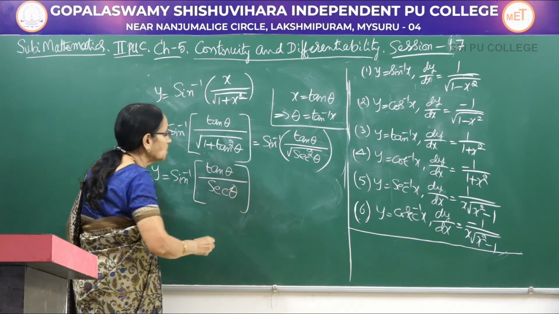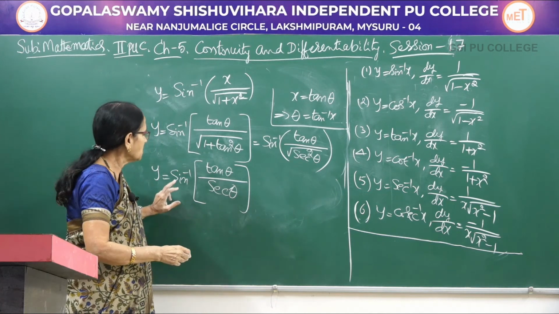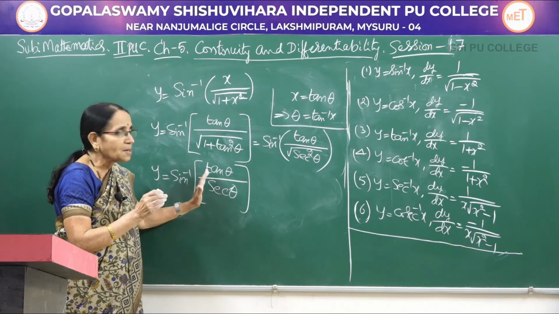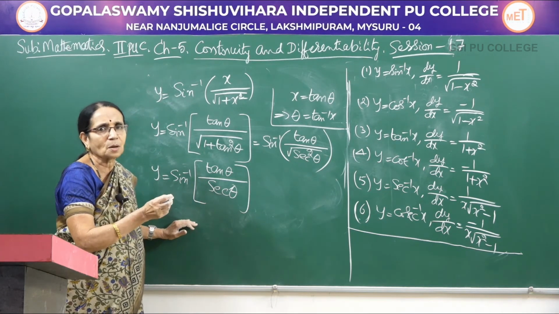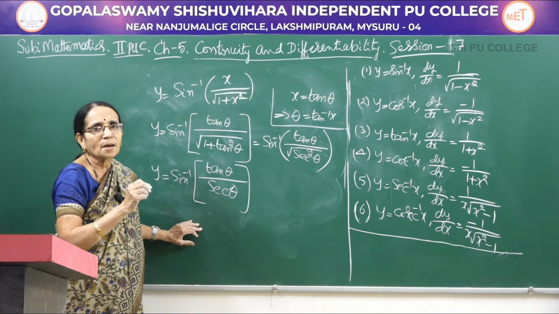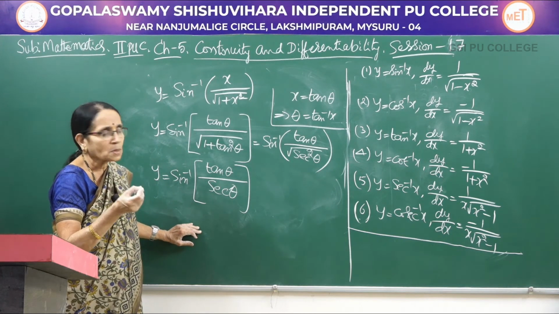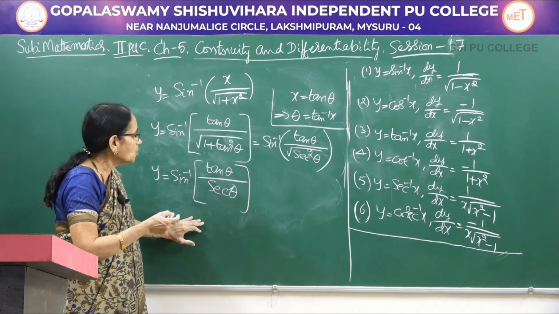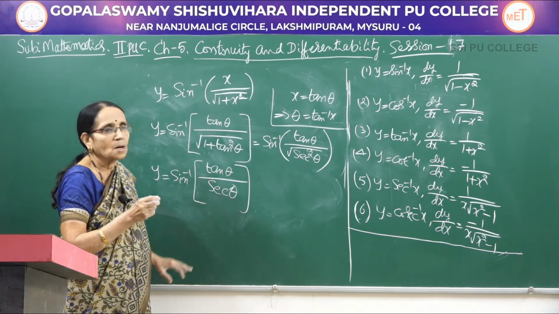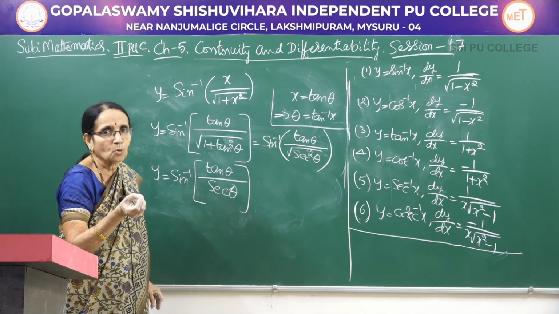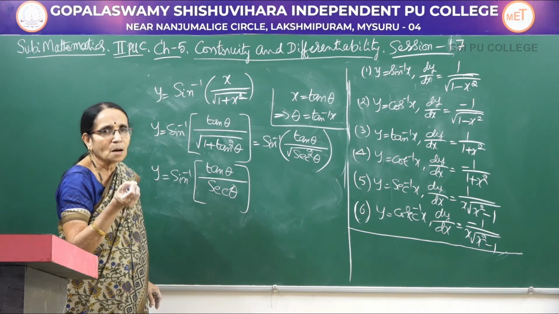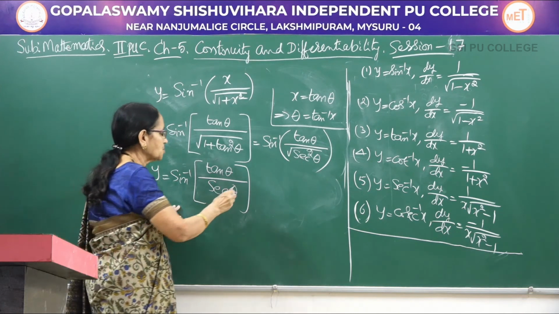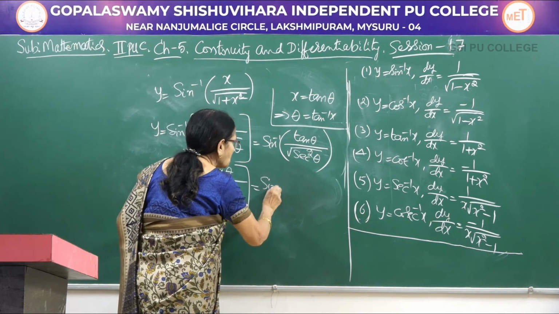Even now, it has not come to a simplest form. Sin inverse. See, our problem is when you have sin inverse, if you could write the quantity inside the bracket as sin of something, you can use the property sin inverse of sin x equal to x. So try to get sin of something. As it is not there, now use the basic definition. Tan theta, as you know, can be written as sin theta by cos theta. And secant theta is 1 by cos theta. So let me write that one.